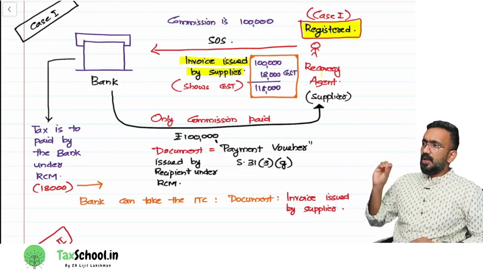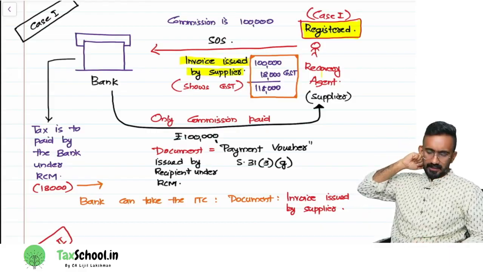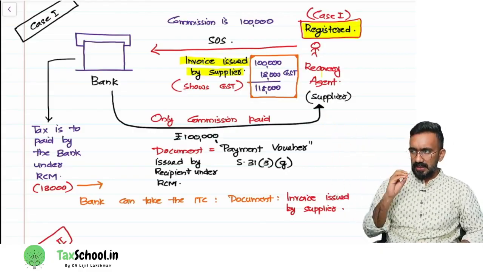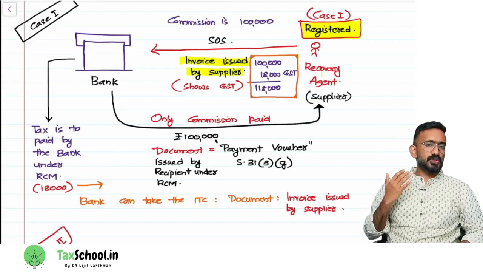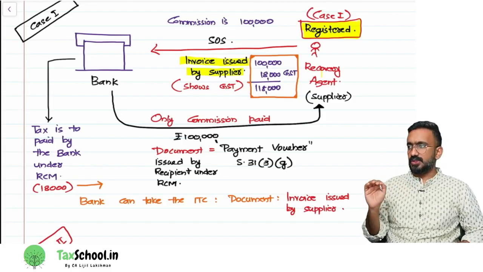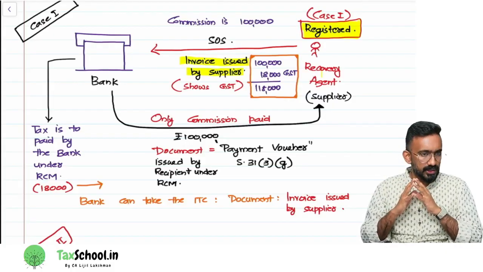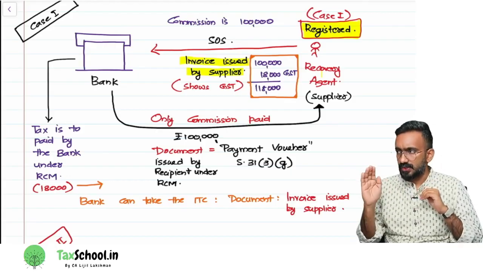Look at this. The example I have quoted here is from a recovery agent to a bank. Say, a recovery agent has provided services to a bank. Commission is 1 lakh. Now, there are two possibilities: the recovery agent could be registered or unregistered. In both cases, the documentation structure would be completely different. Case number one, I'm assuming this recovery agent is registered.